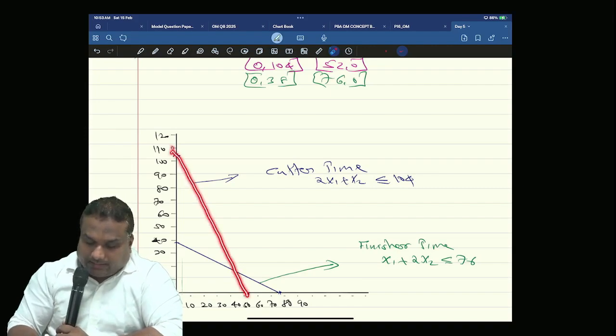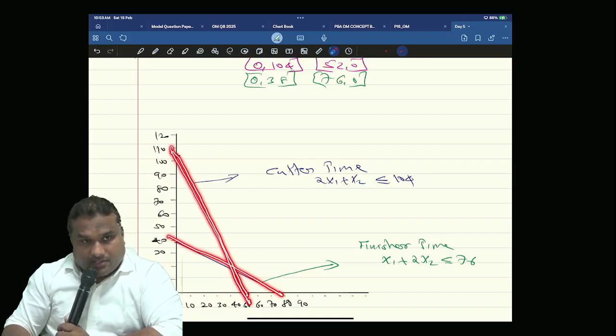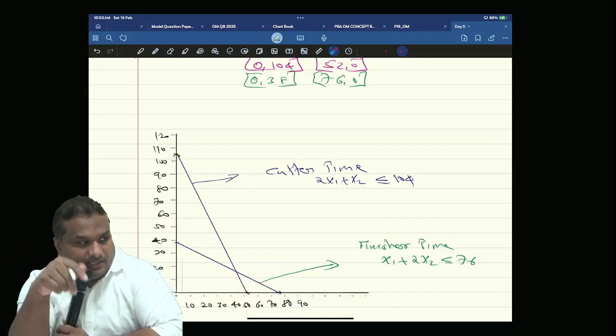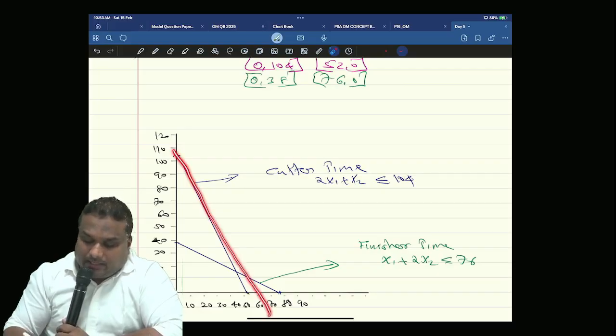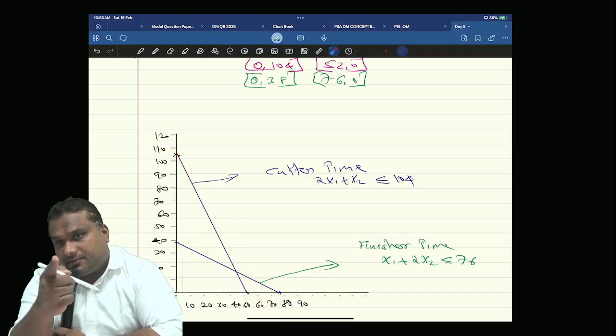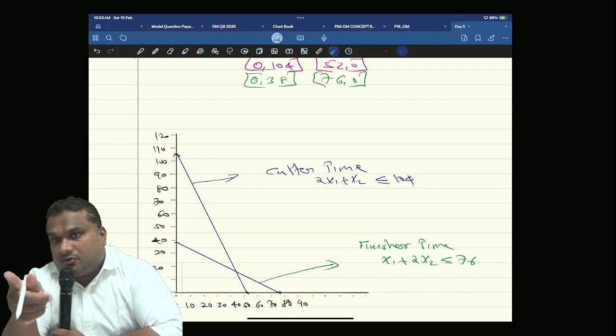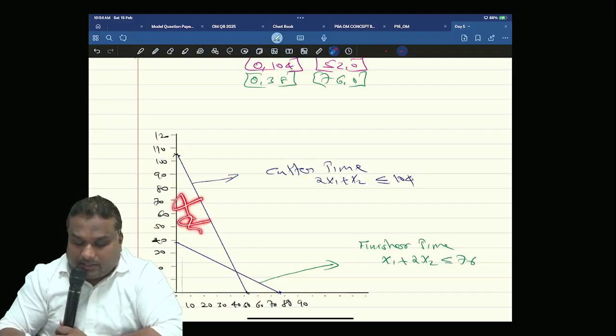These are the time available for the cutter. This is the available time of the finisher. For producing a product, we need the cutter's time as well as the finisher's time. In this area, we only have the cutter's time but no finisher's time. We need both, so production in this region is not possible.